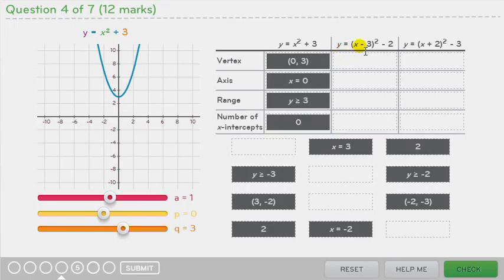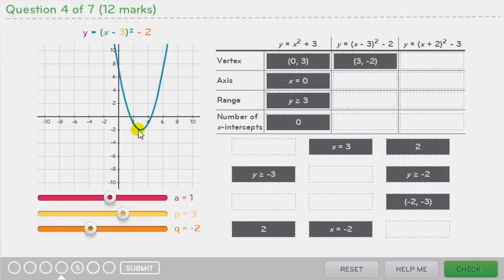Now for y equals (x minus 3) all squared minus 2. This has a p-value of positive 3 and a q-value of negative 2. This graph has been shifted 3 units to the right and 2 units down. So it has a vertex at (3, -2).